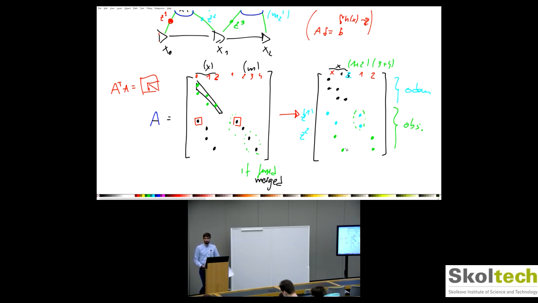Okay, is it now a little more clear how you can build an adjacency matrix? Yes, we can do another example if you want.